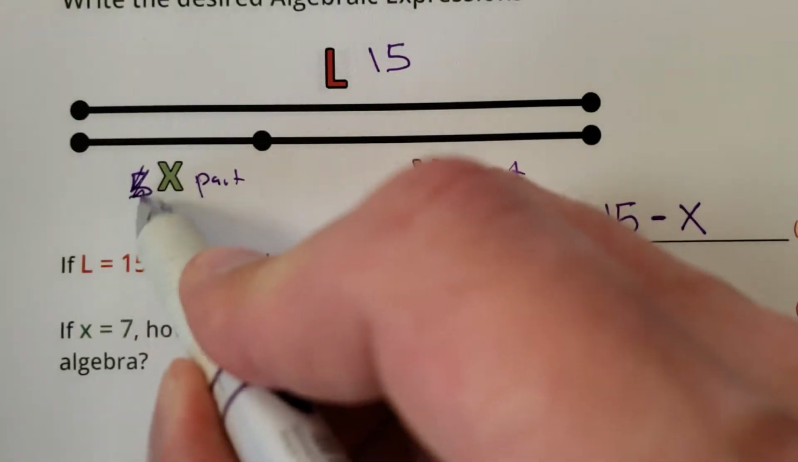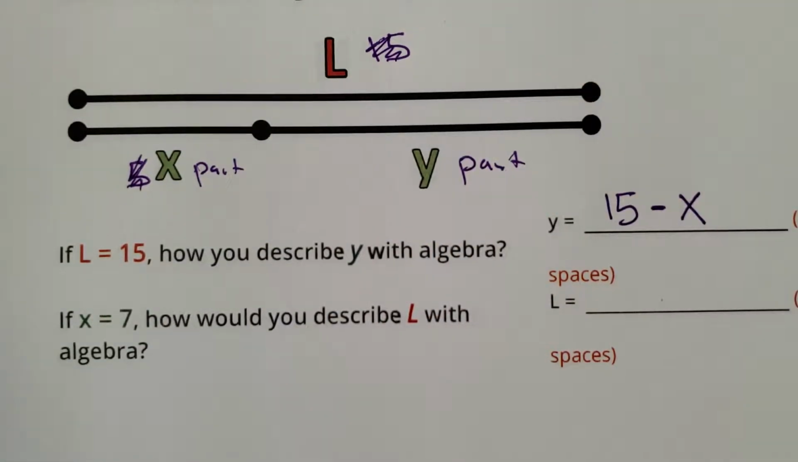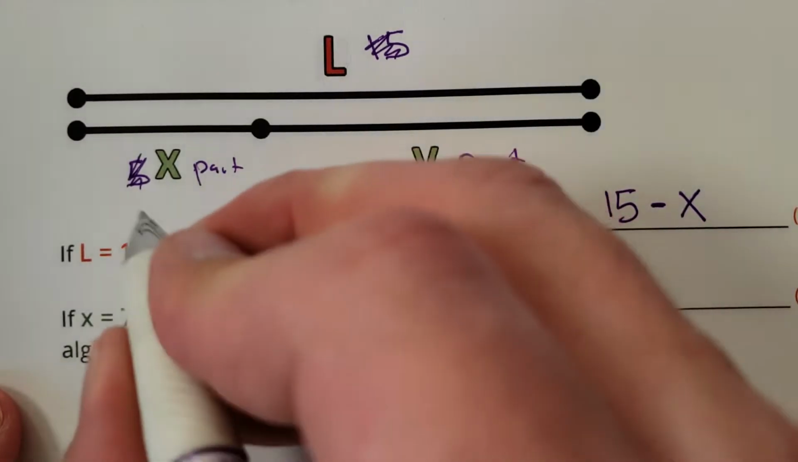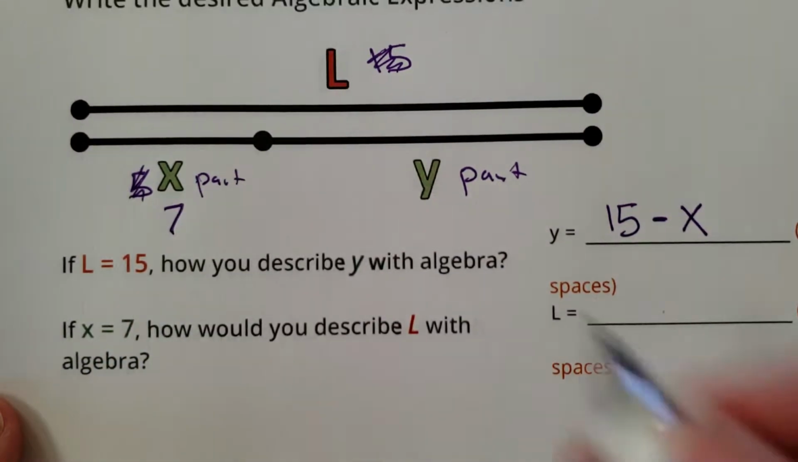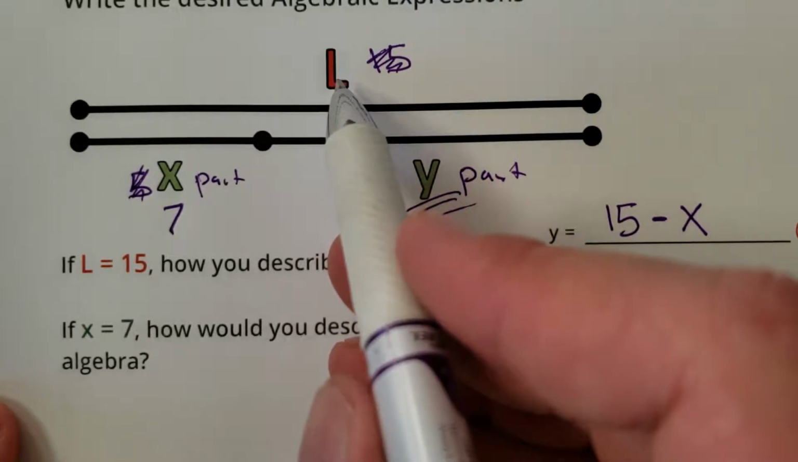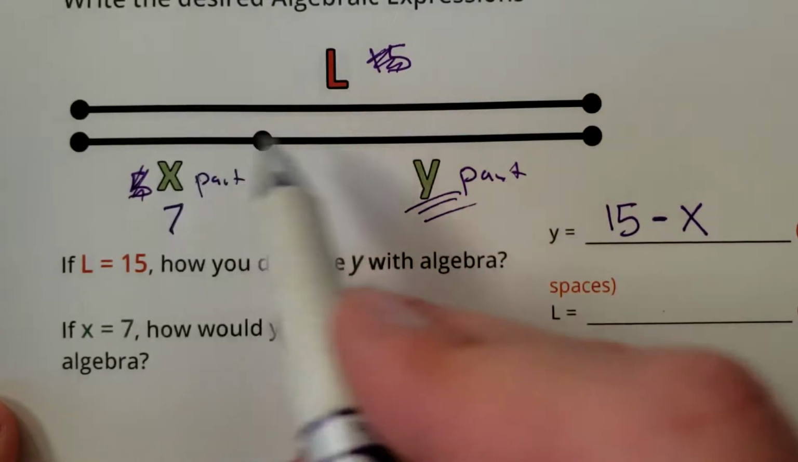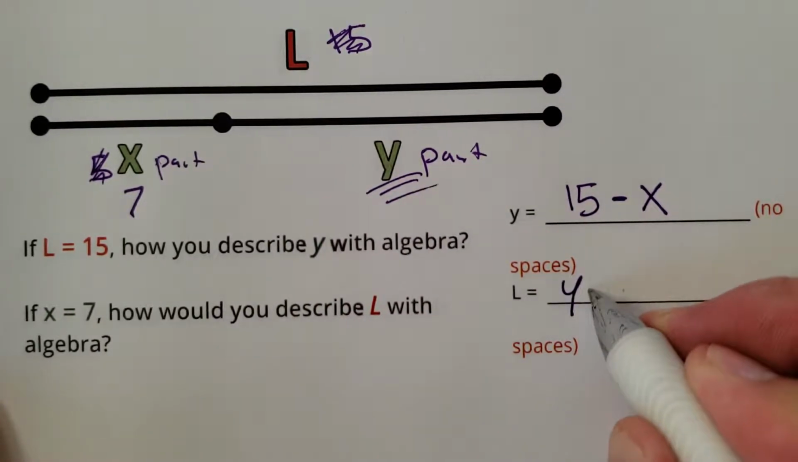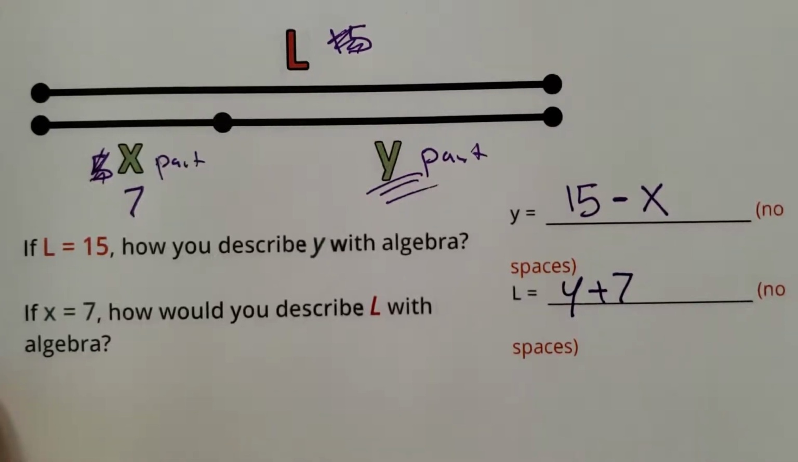Now, let me scratch this out here. We don't know what L is anymore. Okay. We have X equals 7. How would you describe L? Oh, so this is 7 now, and this is still Y. How would you describe L? Well, L is the total, so L would be the part plus the part. The best thing to do would be Y plus 7, but that could be reversed.